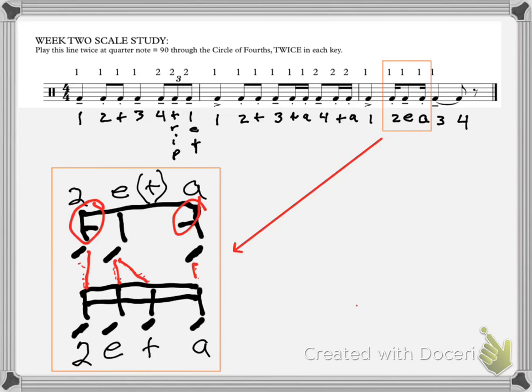1, 2, and 3, 4 triplet, 1, 2, and 3, and a 4, and a 1, 2 E, a 3, release. 1, new key. This is A flat concert now. So it goes just through the circle of fourths, exactly like this.